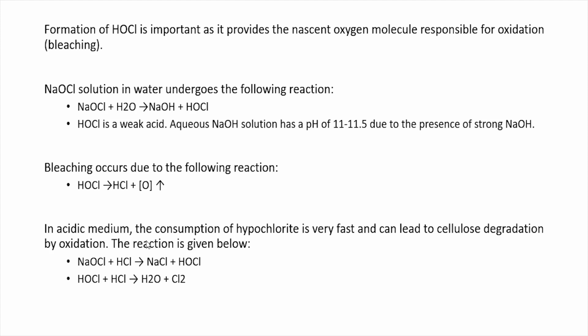In acetic medium, the consumption of hypochlorite is very fast and can lead to cellulose degradation by oxidation. So see the reaction of NaOCl in the presence of acid. That means in acetic medium, NaOCl plus HCl, again the HCl plus HOCl gives H2O and Cl2. So this Cl2 will degrade your cotton fiber.